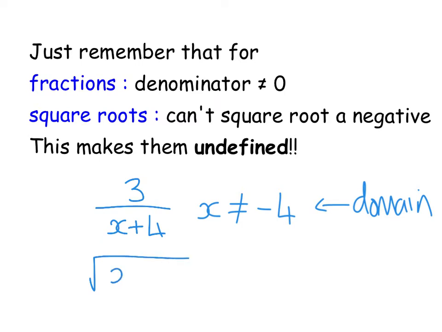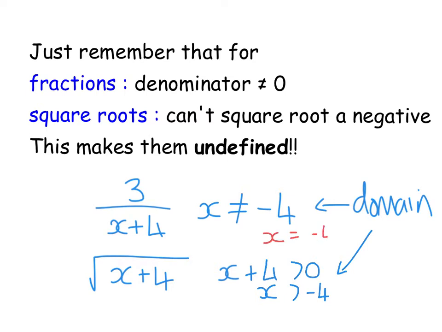Similarly, if you had the square root of x plus 4, the bit under the square root cannot be negative. You put the bit there greater than or equal to 0, because it can be 0. You can square root 0, it's just 0. But the bit underneath has to be bigger than 0, so x is greater than -4. That would be your domain for that one, if they asked you for a suitable domain. If they ask you when it is undefined, you would say undefined when x equals -4, and undefined when x is less than -4 in that case, because that is when it would give you an unsuitable answer.